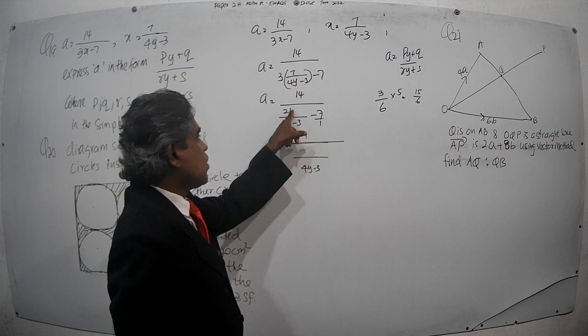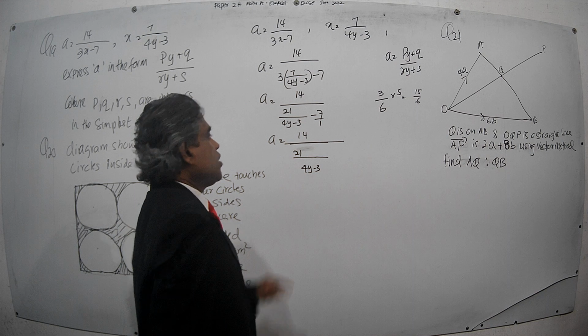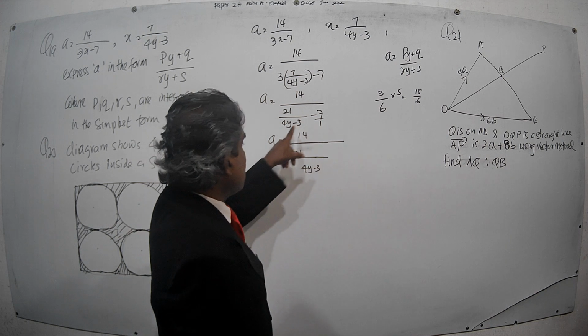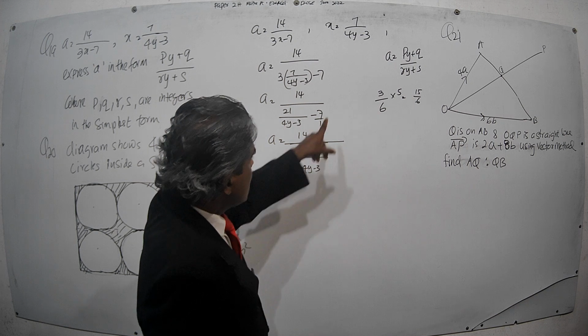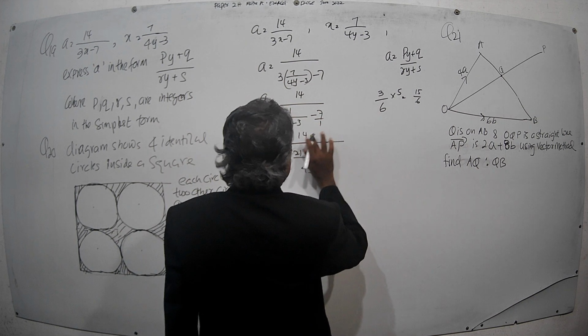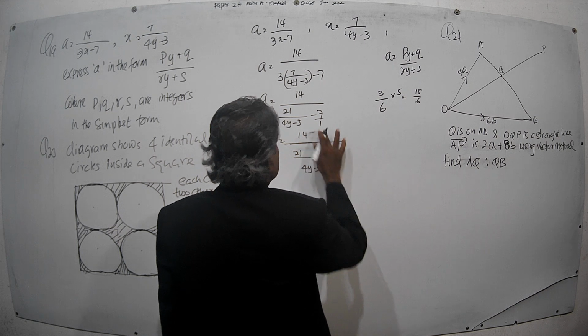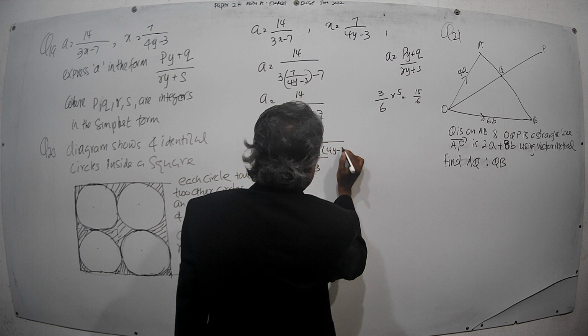You have to multiply this 21 also by 1. Then it is 21 here. Then to convert this 1 into the common denominator, you have to multiply this 1 by this whole thing. You have to multiply this numerator also by this whole thing. Therefore, minus 7 into 4y minus 3.